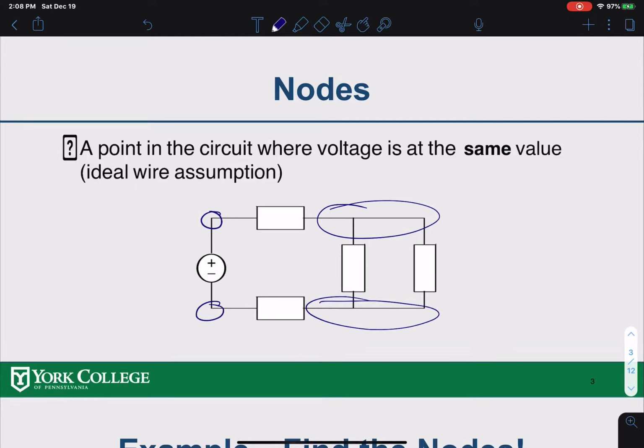If I say this one is V1, this one is V2, this one is V3, and this one is V4, that means at this node, if I say this voltage is V2, this node has the voltage V2. So it's the same value for all the components connecting to the node. So that's the node.